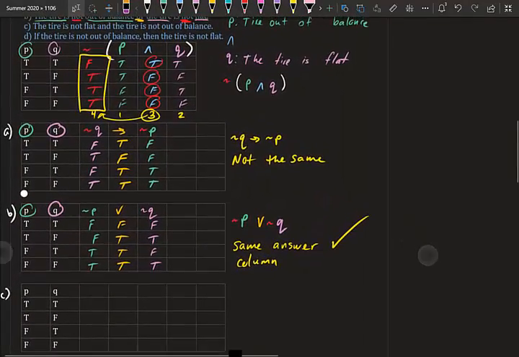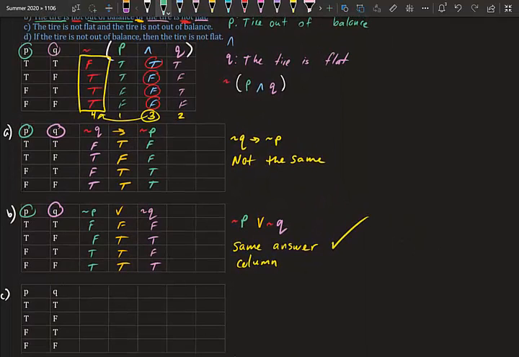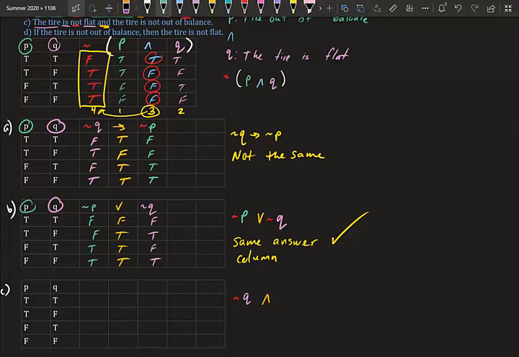So C is the tire is not flat. So the tire is flat, that's Q. But since there's a little not, we have to put the squiggly. We have our connective of and. The tire is not out of balance. So the tire is out of balance, that represents P. But since we have the word not, we put a little squiggly.